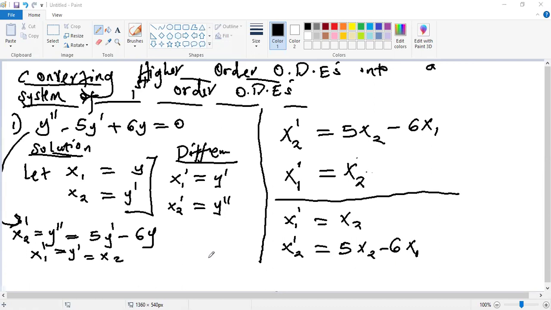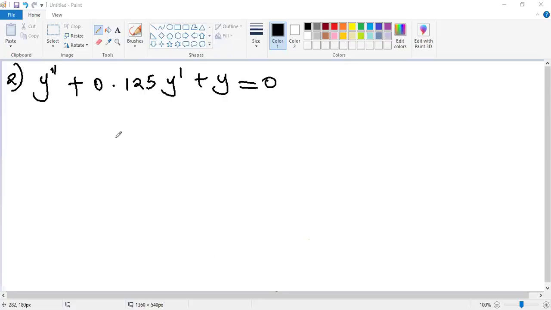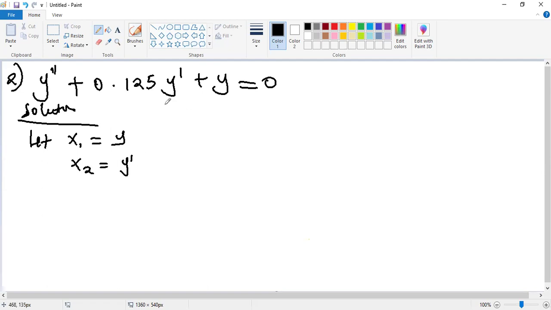Are we together? Any question up until that point? So we have this example. We want to convert this second order differential equation into a system of first order differential equations. So what we are going to do is assign new variables. I'll say let x1 be equal to y and let x2 be equal to y prime.